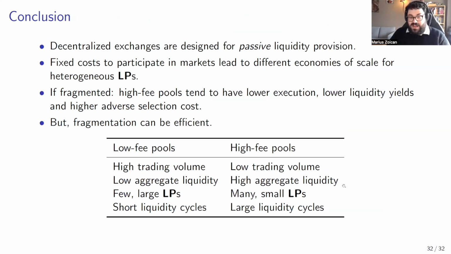So we had this investigation on economies of scale in a market that's designed for passive liquidity provision. We're looking at fixed costs, and we argue that they create different economies of scale for small and large liquidity providers, with small liquidity providers going to high fee pools where they accept a lower execution rate, but they get a higher fee and they have to rebalance less often. Large LPs will be more active, they will rebalance a lot, and they will tend to migrate towards lower fee pools. But at the end of the day, fragmentation can be efficient.